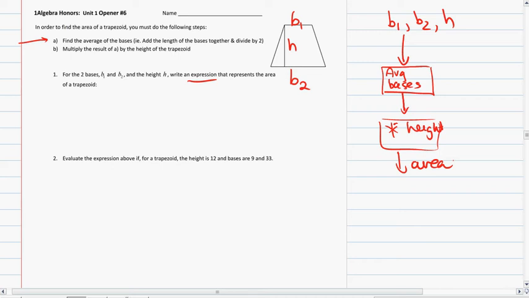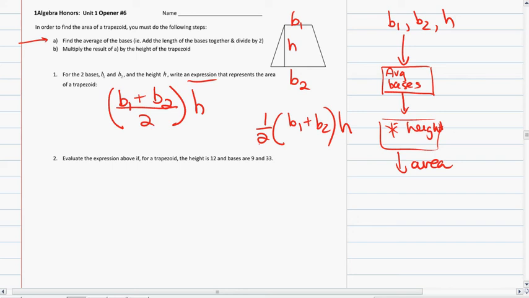So we take B1 and average it with B2. That means I add the lengths of the bases together and divide by 2. We take that whole thing and multiply it by the height. You might also see this represented as 1/2 times base 1 plus base 2, times height. And you'll find that dividing by 2 and multiplying by a half are the same thing. If I take a half of something, it's the same as splitting it into 2 even parts. But in terms of what we're given, that would be a solution.